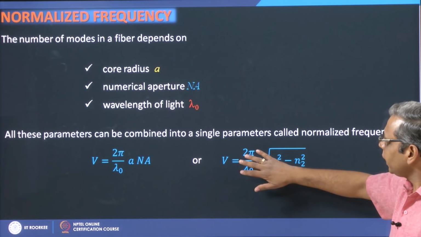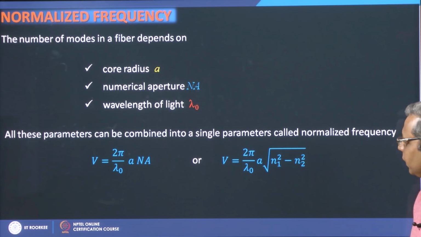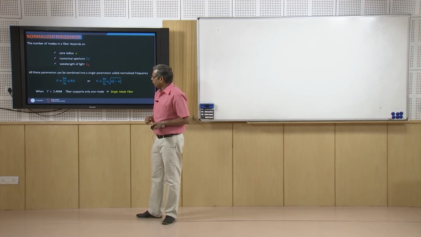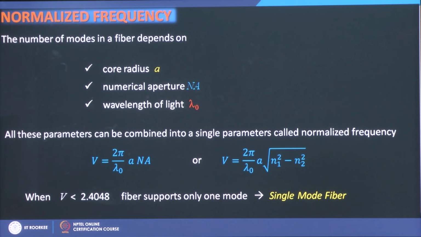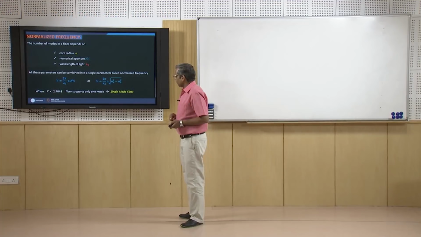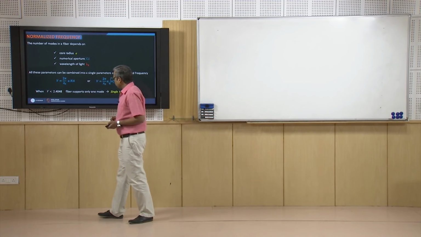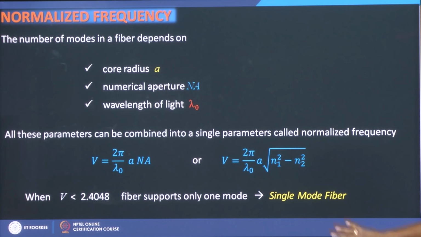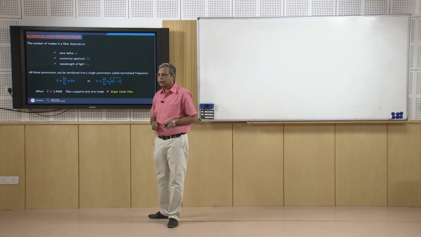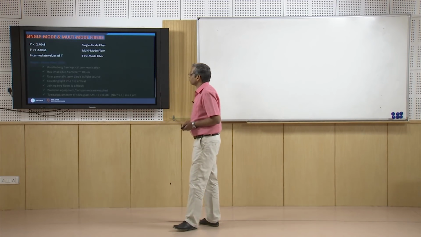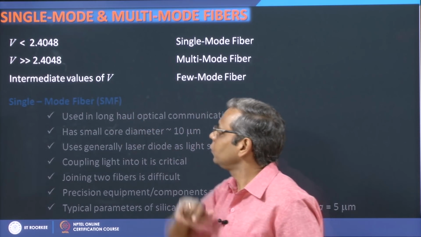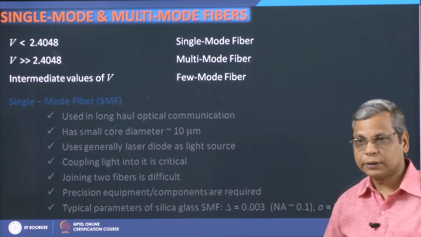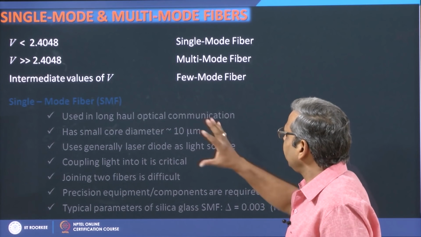So, how many modes would be supported by a fiber will depend upon the value of V, and we find that when V is less than a certain number 2.4048, we will find out from where this number has come later on, but when V is less than 2.4048, then the fiber supports only one mode, and such a fiber is called single mode fiber. And when it is larger than 2.4048, then the number of modes are more. So, for V less than 2.4048, it is single mode fiber, and if V is much larger than 2.4048, then we call it multi-mode fiber. For intermediate values of V, we can call it few mode fiber.